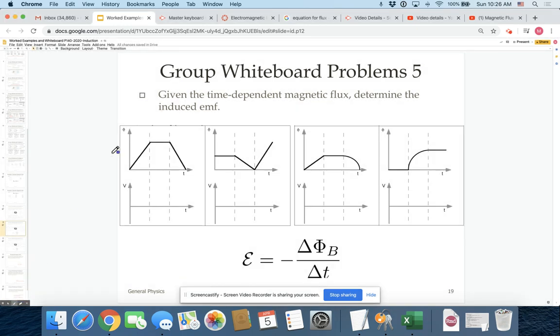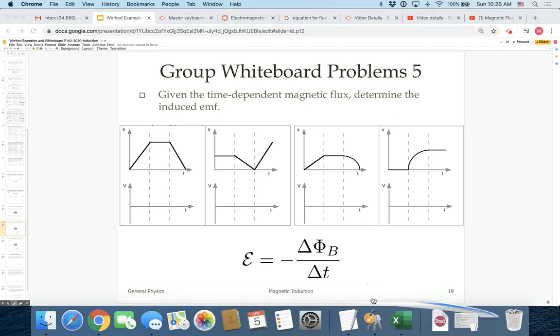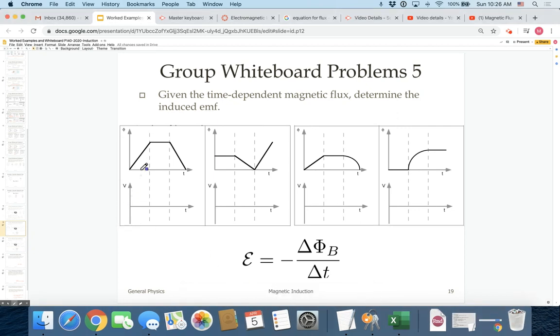Okay, in this example, we're determining the magnetic flux, and we're just looking at the shape. So we're looking at this graph of magnetic flux, and we're determining the induced EMF. And EMF, the induced EMF, is a voltage. So what this means is when I have a changing magnetic field or a changing magnetic flux, which is what this graph is representing, then I will induce a voltage or a current.